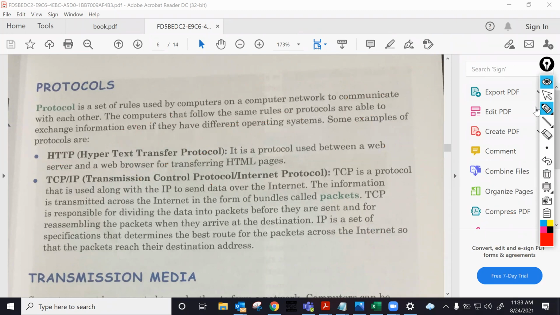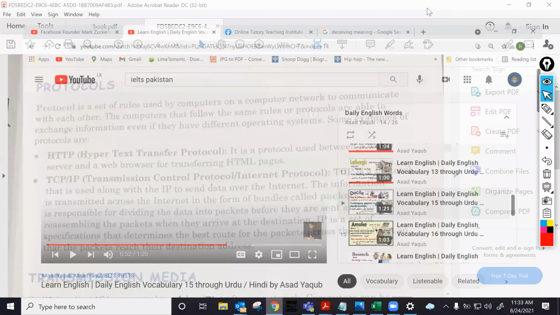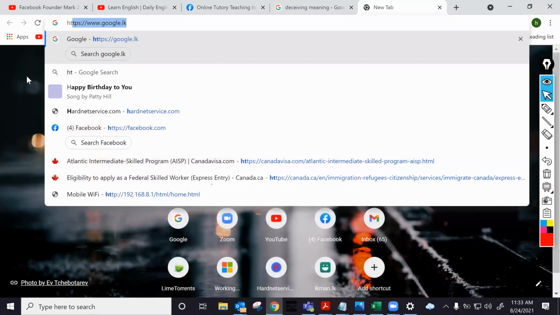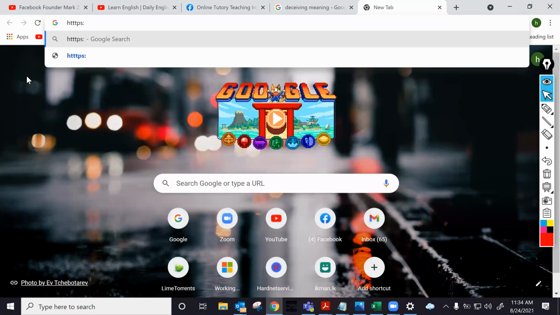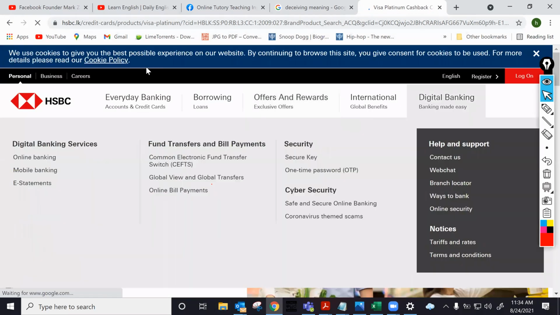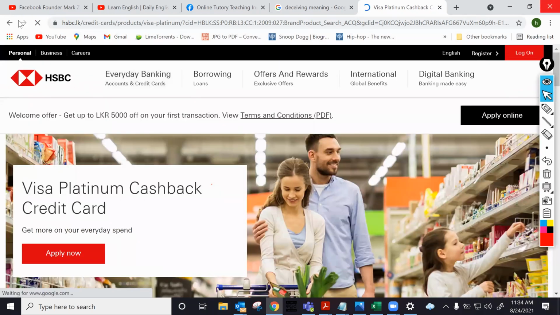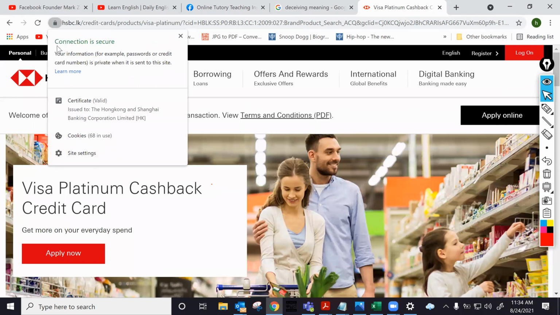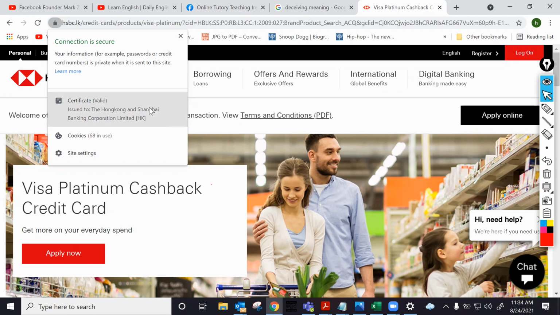Right. So it's like this. I say HTTP, say S. Okay, I access HSBC. See, this connection is secure, because this is the normal HSBC page. Everybody can access this, but information such as passwords or credit card numbers is private when it is sent to the site.